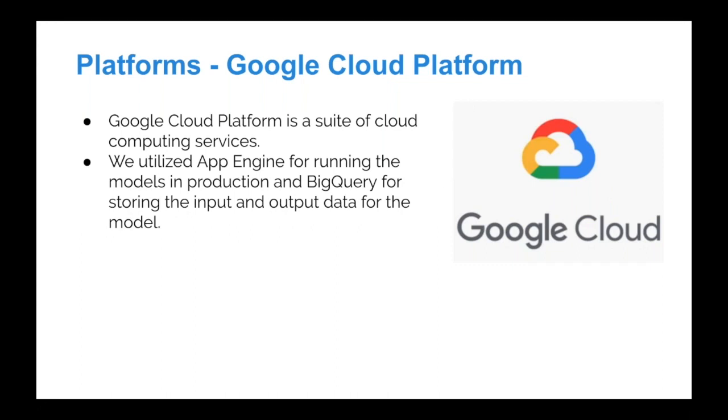We also utilized two different products within Google Cloud, which is a suite of cloud computing services from Google. We used App Engine, which basically runs our processes and model in production. And then we also used BigQuery for extracting the data that goes into the model, as well as storing the output and the predictions from the model after it runs. We'll talk more about how these pieces come together a little bit later, but I wanted to set the stage so that these are the two main platforms coming together in this project.